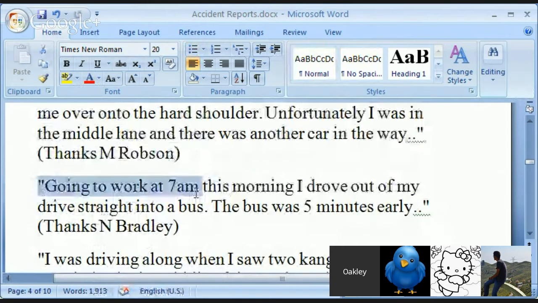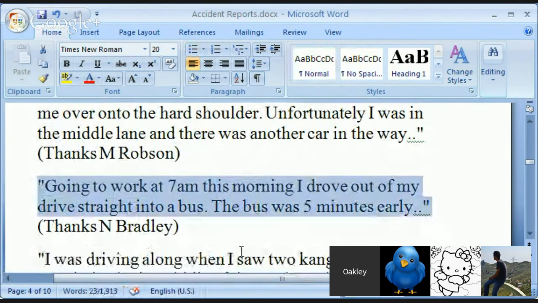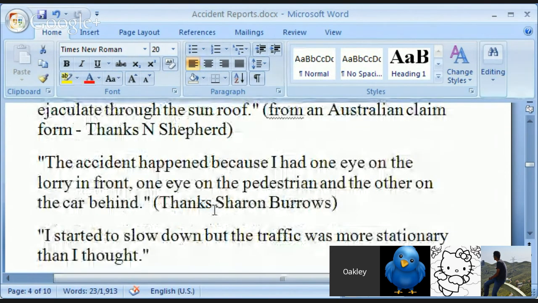Heidi, how about this one? "Going to work at 7 a.m. this morning, I drove out of my drive straight into a bus. The bus was 5 minutes early." Wow. Darn that bus. Has no business being early. Obviously, the implication is that the bus was to blame for this accident.